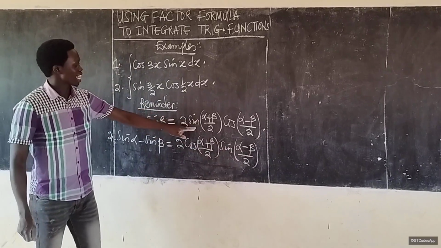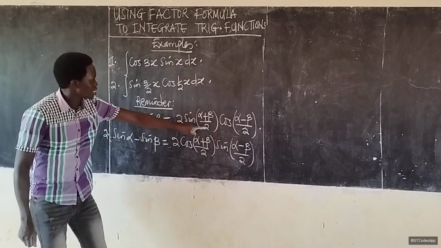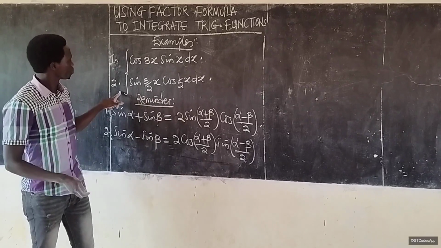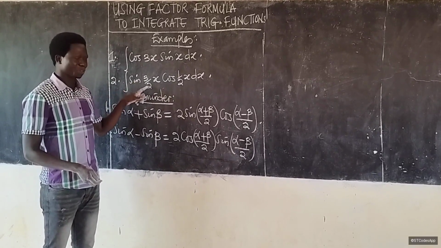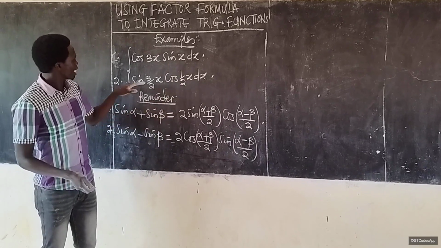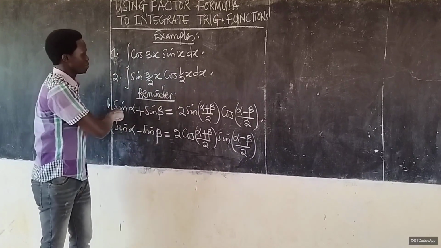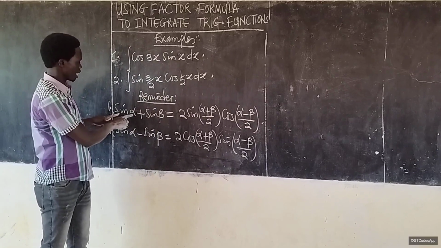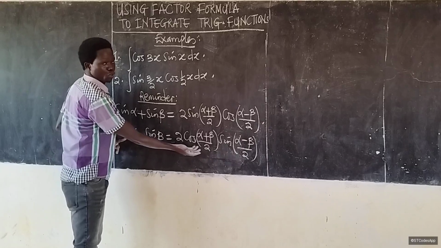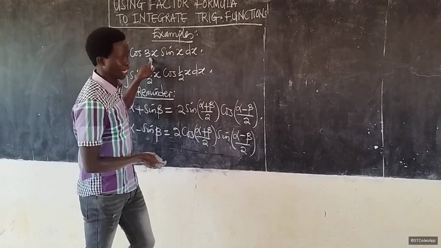For this one, the sine should have a bigger angle and the cosine should have a smaller angle. So that means in this second example, which you are going to do yourself for your trial, a sine is 3 out of 2, which is 1.5x. It is bigger than 0.5x. So meaning, in the second example, you are going to use this first trigonometric factor formula, which involves a sine alpha plus a sine beta. But for the first one, because the cos has a bigger angle, we are going to use the second one, this one here. So let us see how we can solve this one using the factor formula.